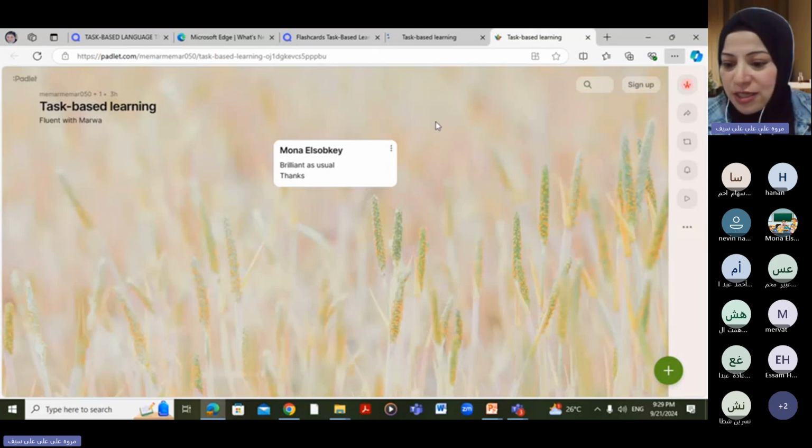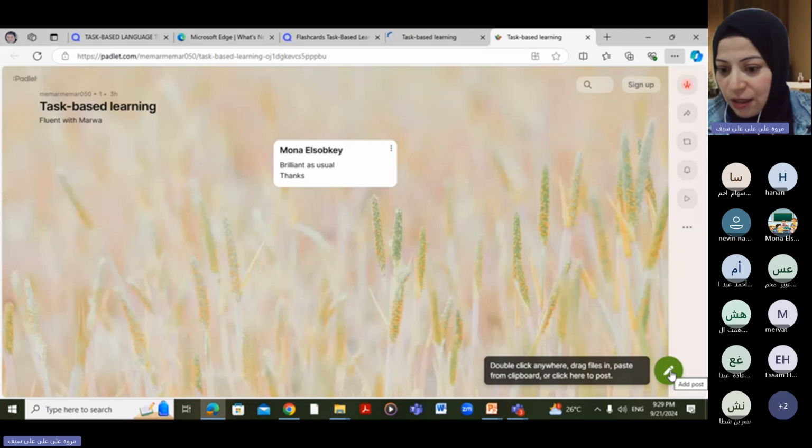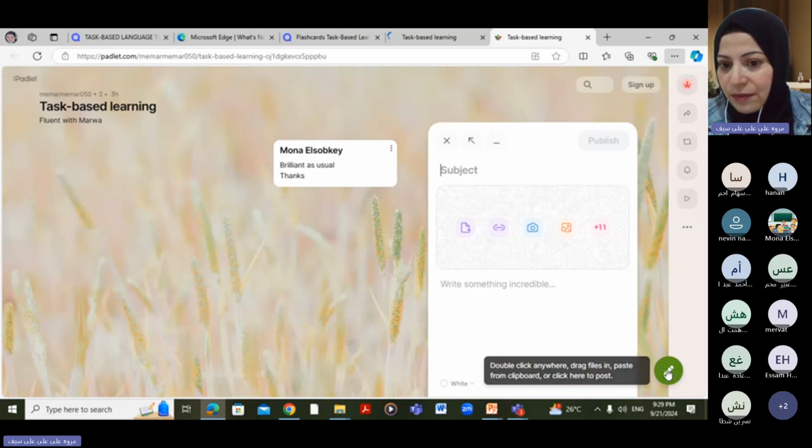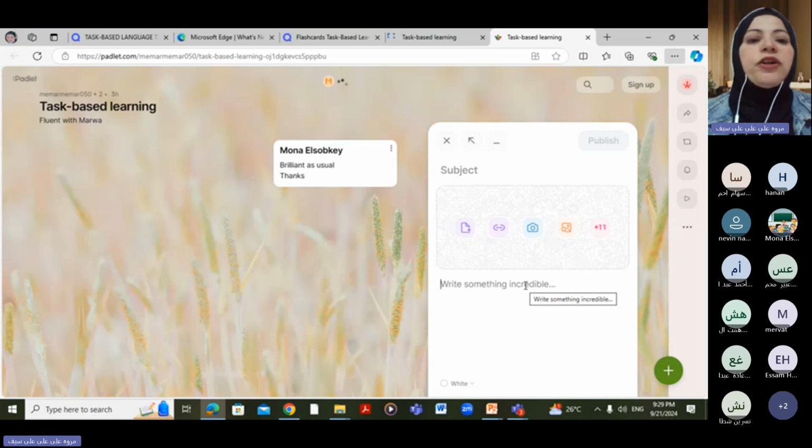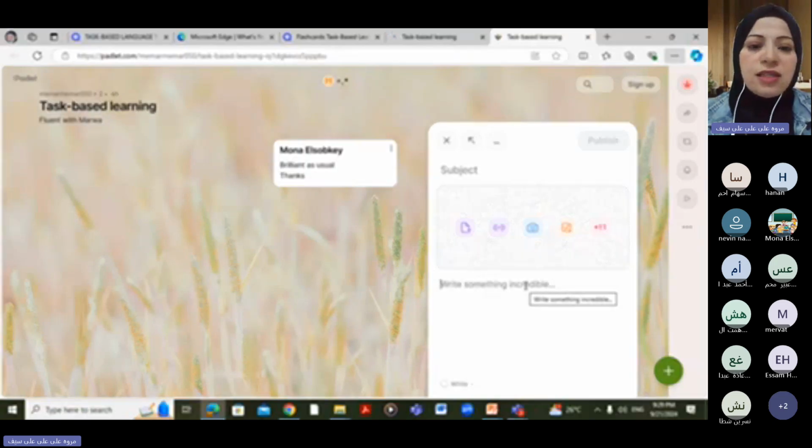So we just press the plus button here, and then we will have the subject if you would like to write the subject of what you will write, and then you write something here. The reflection. What are your takeaways from the session today? What went right? What went wrong? What are your suggestions? What resonated with you from today's session? One word, one sentence, as many sentences as you can.